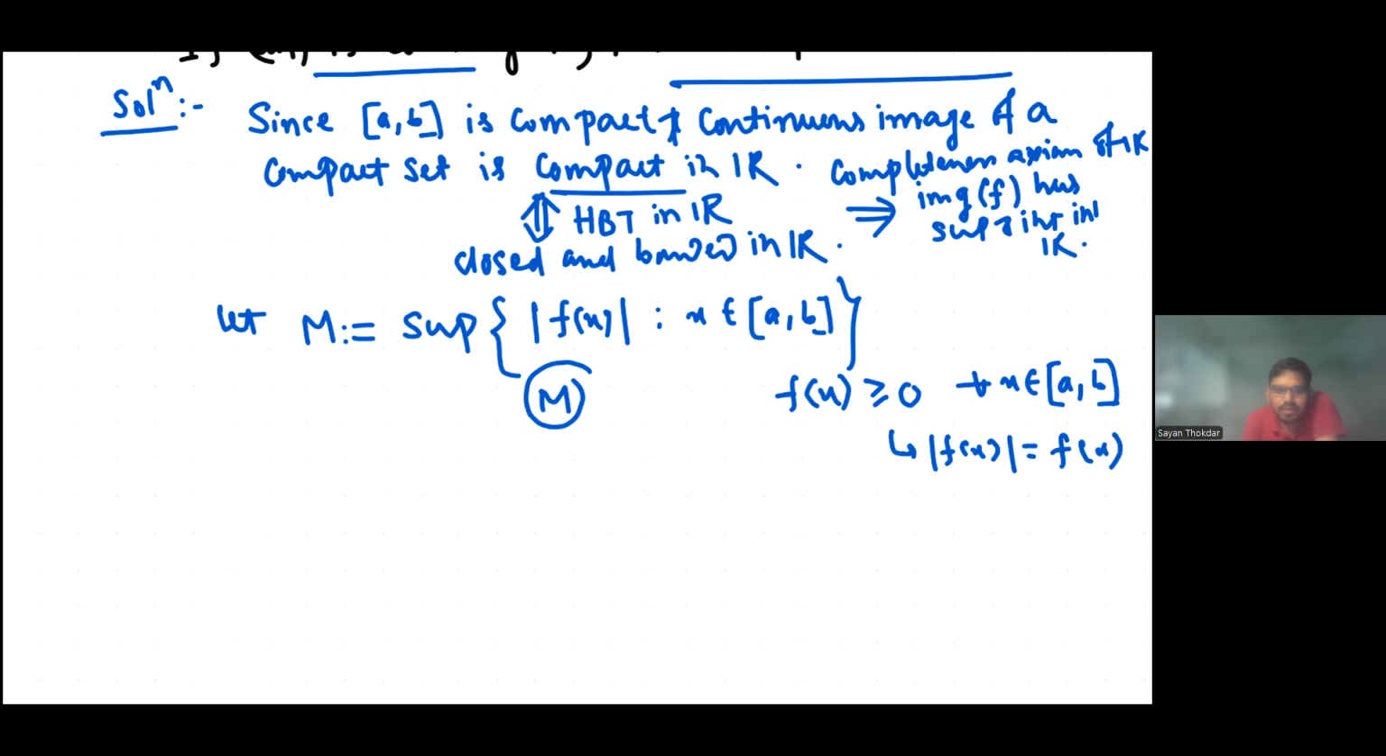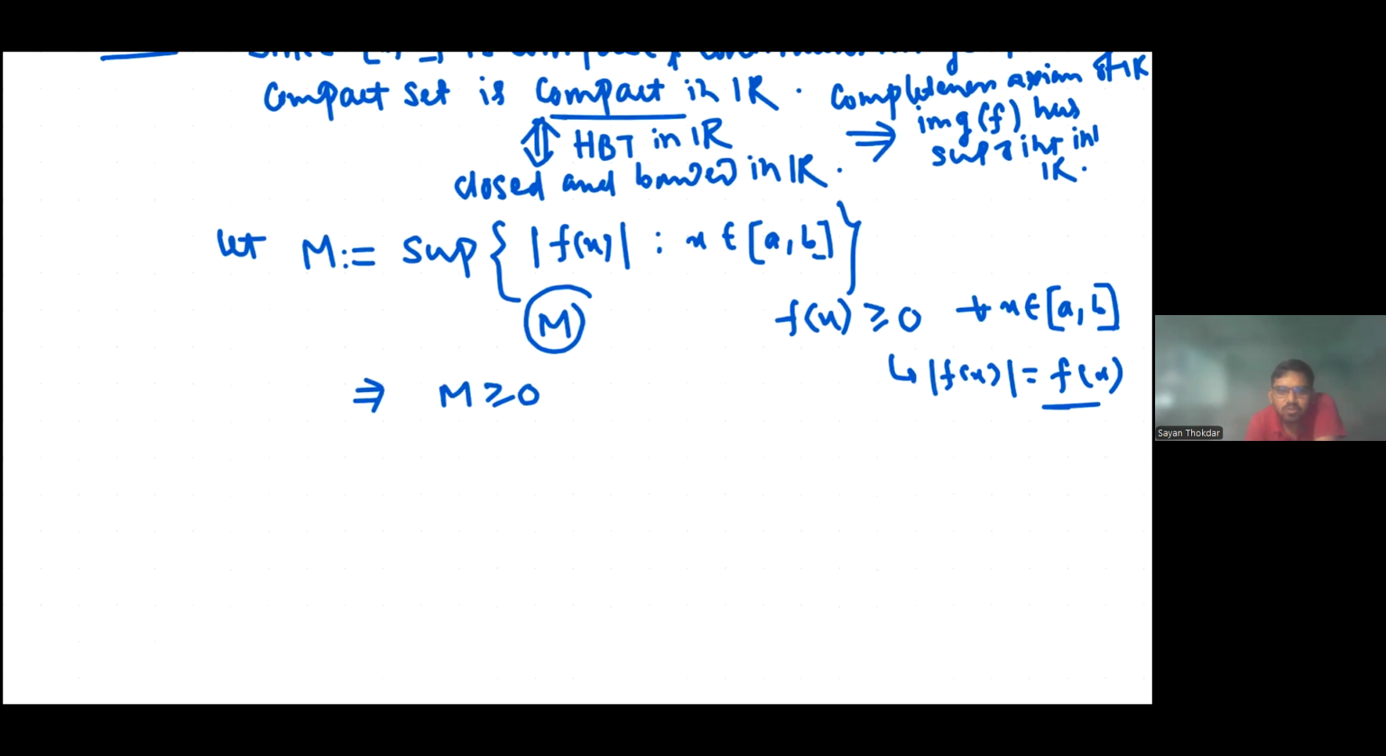Now, since f is non-negative and M is the supremum value, M is also non-negative. So we have to find some sequence limit, right? We are not bothering about that sequence till now. We are just using the hypothesis side by side and term by term. Now, M is greater than or equal to 0.